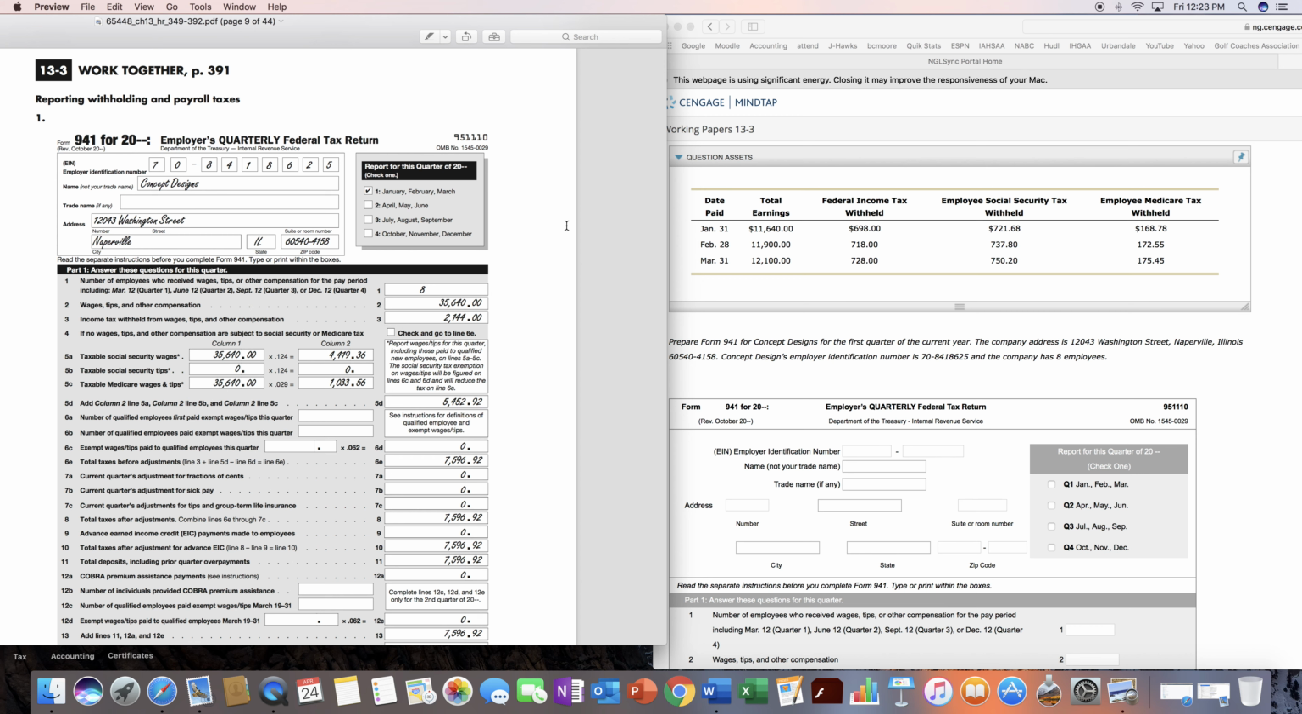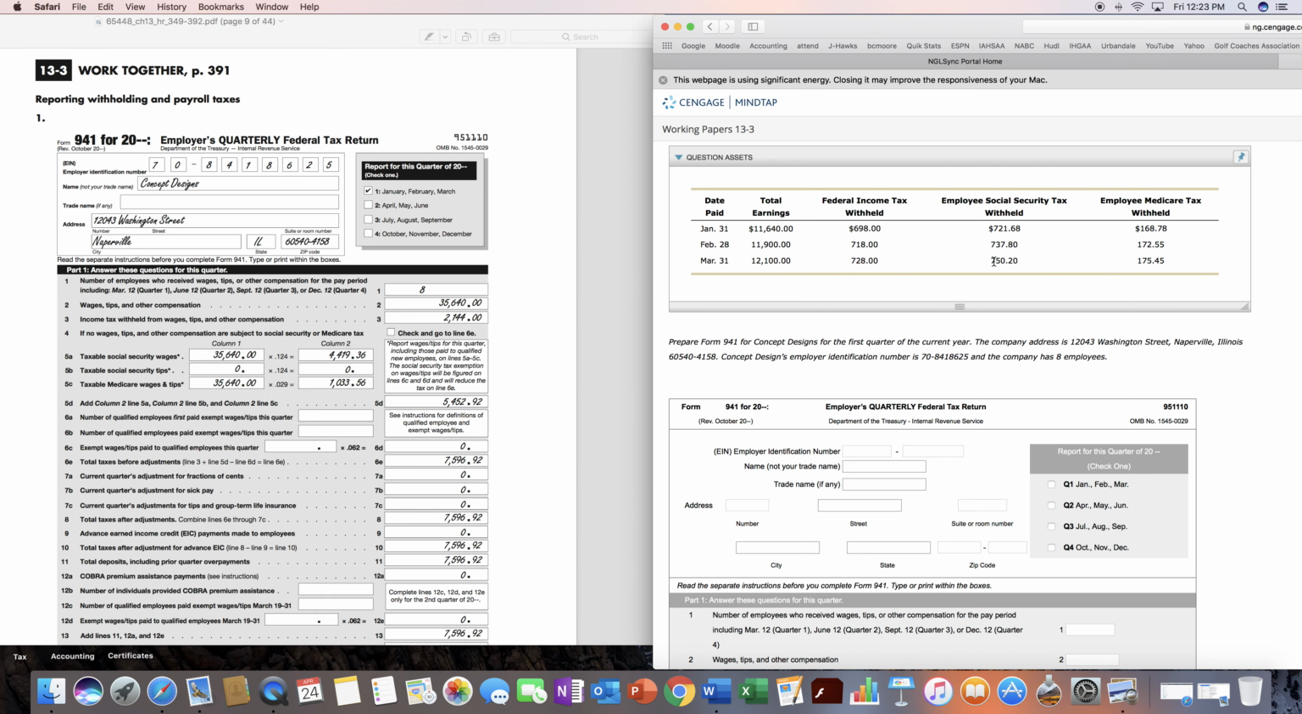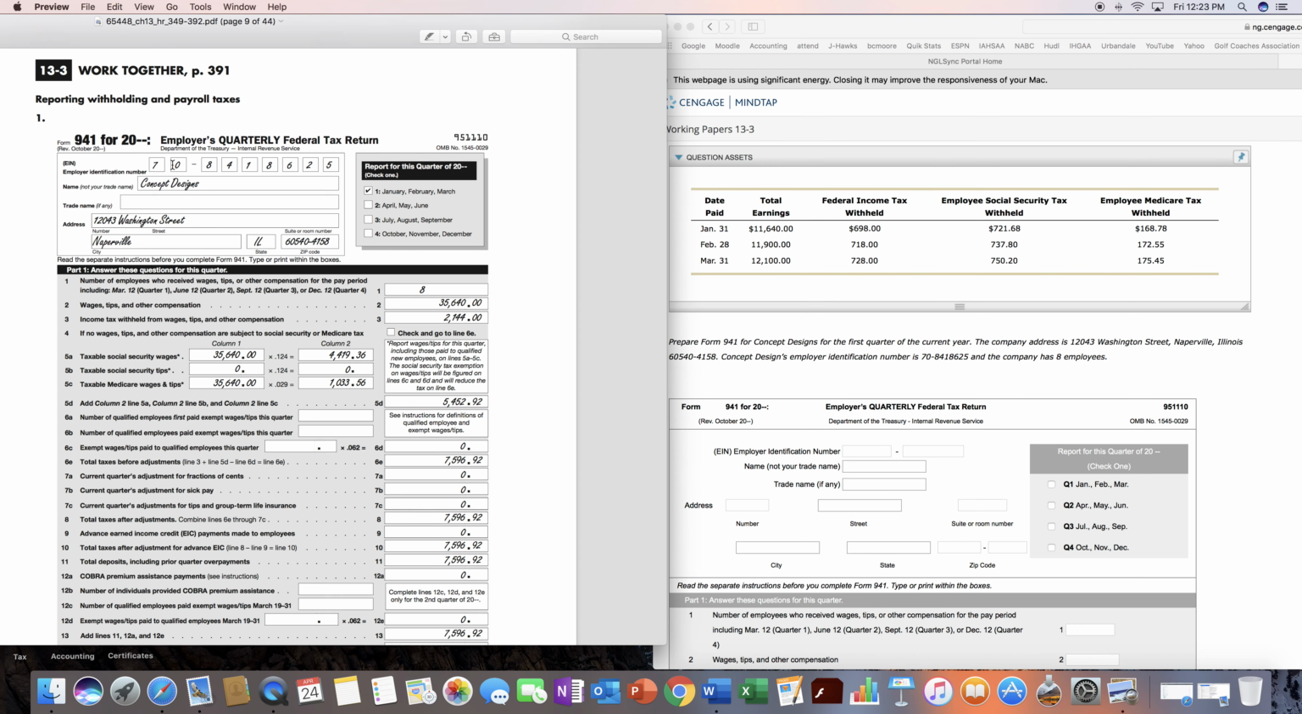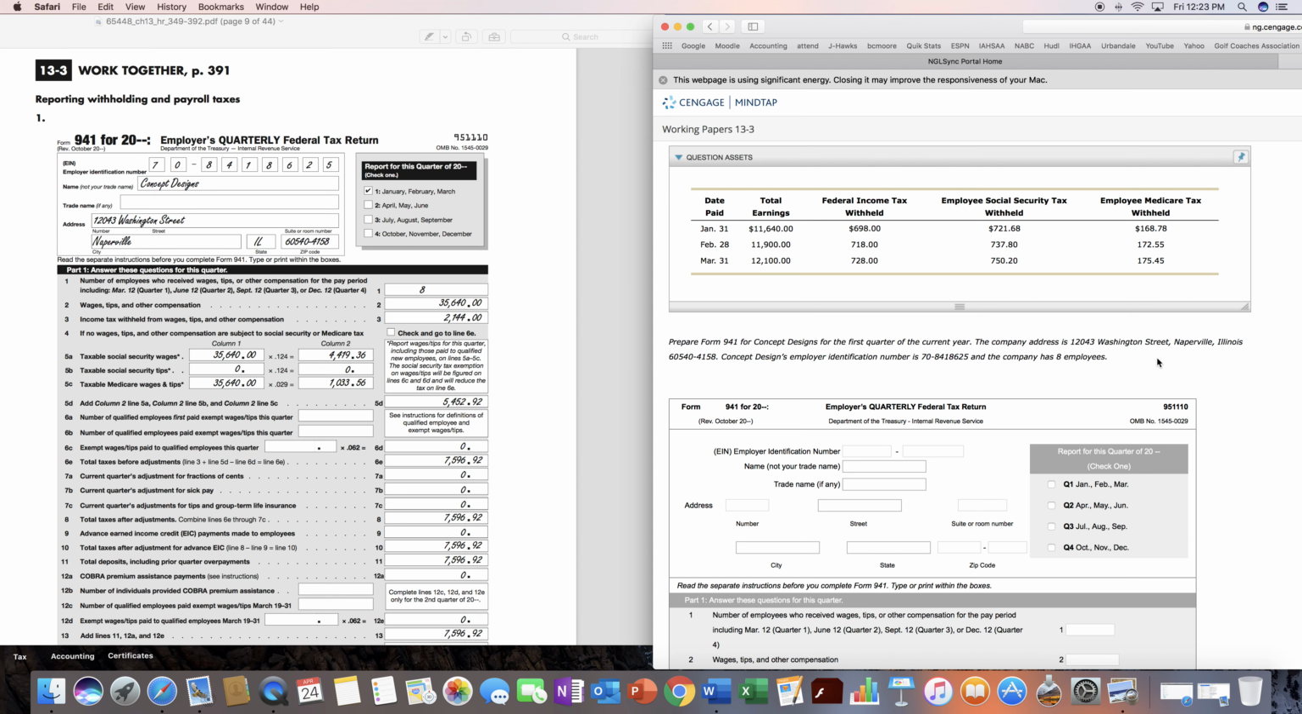This is kind of tricky, so I'm going to walk through 13.3 together with you. Don't just copy these answers. Walk through it with me, because then you can do it with the application problem. We're going to be taking this information and putting it onto this form. You'll need some of this in the directions, obviously, as well.